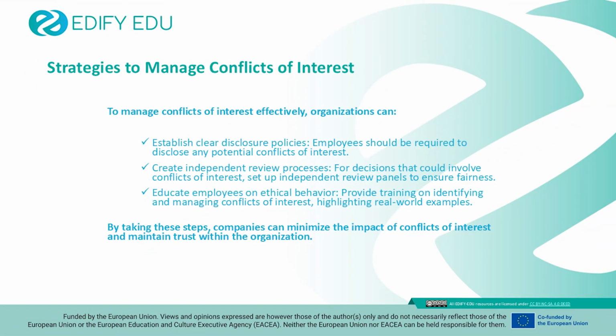Strategies to manage conflicts of interest. To effectively manage conflicts of interest, establish disclosure policies. Require employees to disclose any potential conflicts, ensuring transparency. Create independent review mechanisms. Use independent review boards or panels to assess decisions involving conflicts of interest. Provide training. Offer training sessions to help employees identify and manage conflicts. By implementing these practices, organizations can prevent the negative consequences of conflicts of interest and foster a culture of integrity.